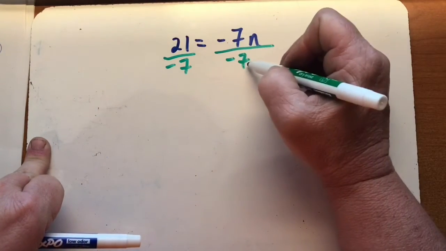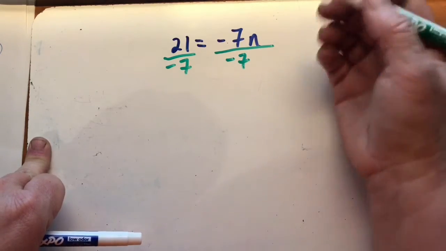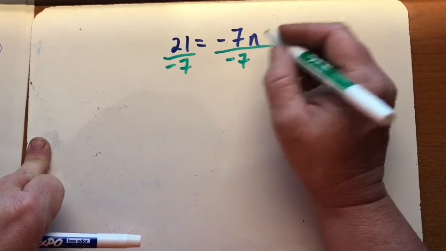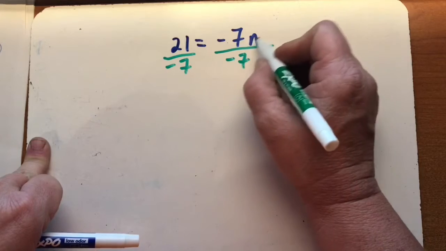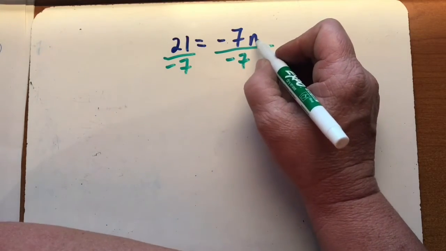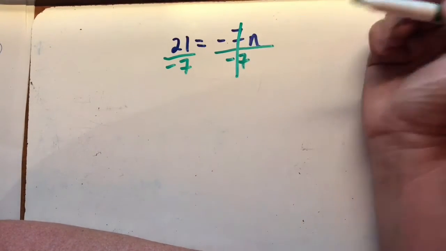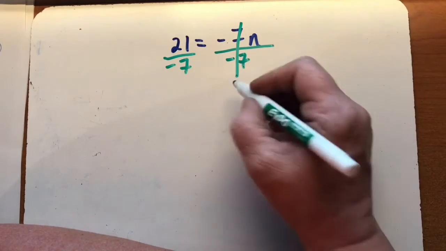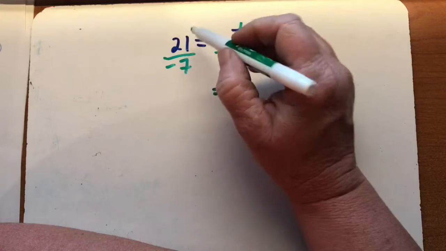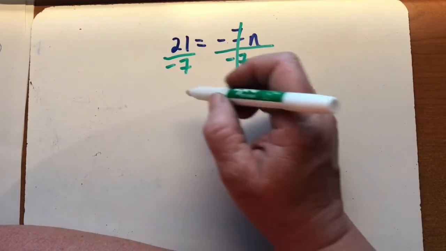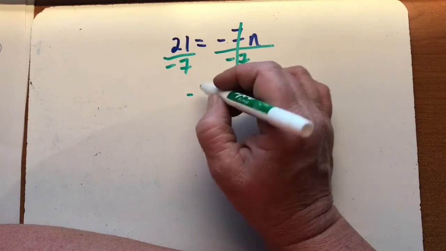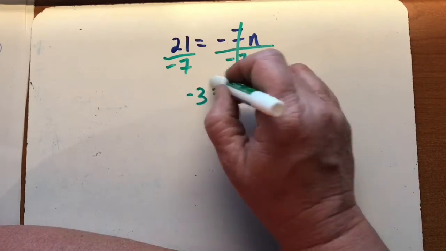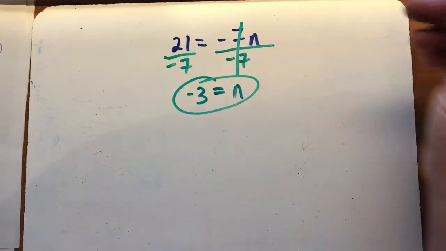So -7 divided by -7 is a +1, which is what we want. We don't want a negative, because we still have an issue with that. So divide by the exact same thing that's going on there. It goes away. N is left over here, and then 21 divided by -7 is -3. Voila. Okay, let's look at some division.